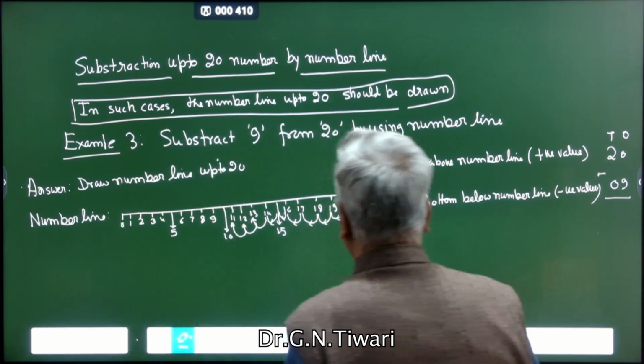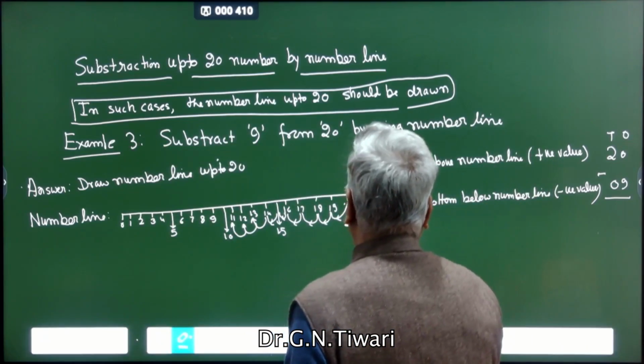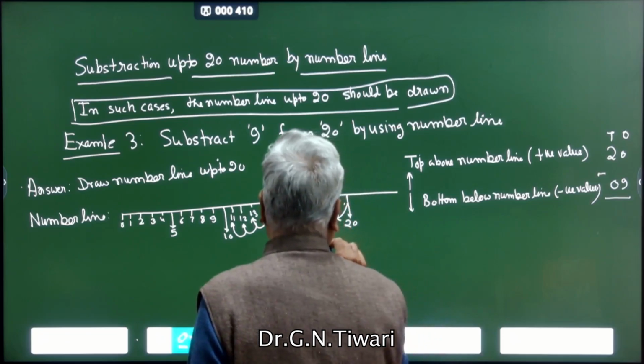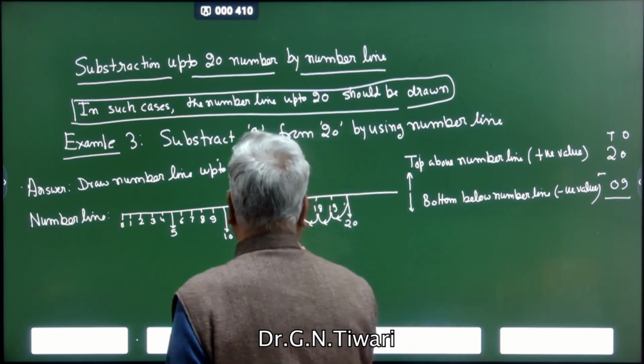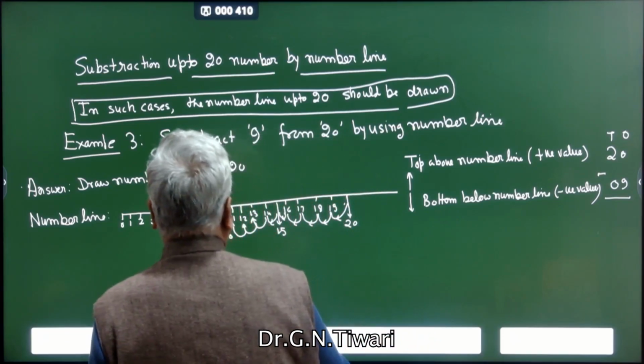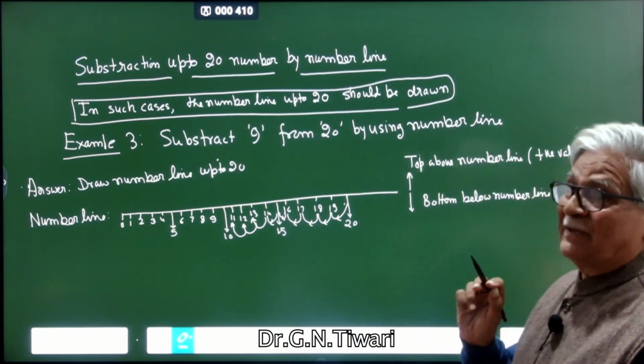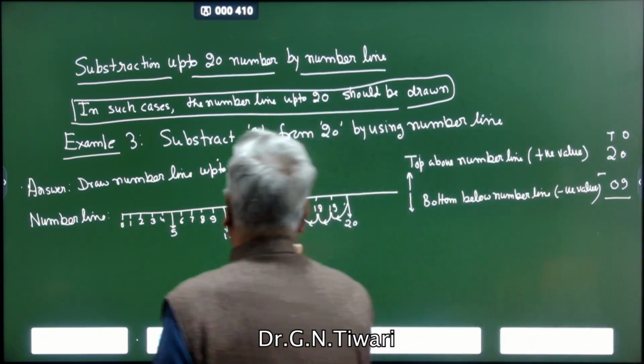अब देखें यहाँ पर कंफ्यूजन नहीं होना चाहिए. ये 20 में से आपको जो है क्या घटाना है? 9. तो 1, 2, 3, 4, 5, 6, 7, 8, 9. तो 20 में से 9 क्या होगा? 11. तो फाइनल रिजल्ट इज हियर.